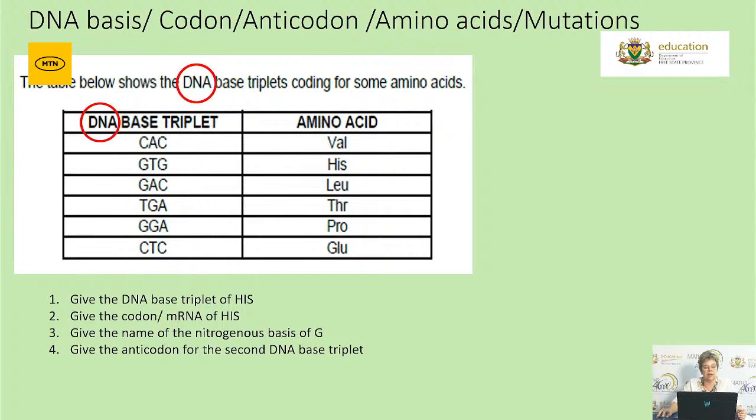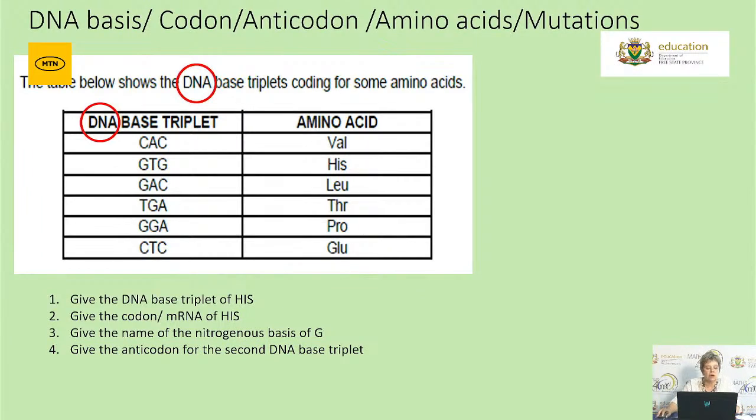So if they ask for the DNA base triplet of His, you will go to His, and then the base triplet is GTG. Or they will ask for the codon of His. Then they refer to the mRNA of His. So if we go to His, then we will see GTG is the DNA, so the codon will be CAC. So be careful, read very carefully what they ask.